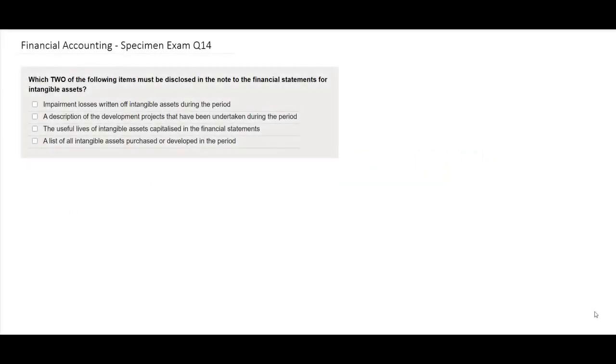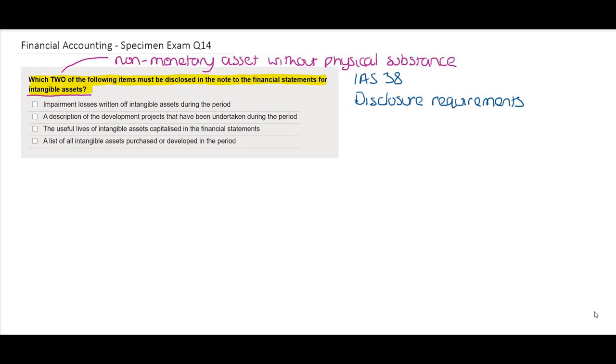In this question, we are being asked which two of the following items must be disclosed in the note to the financial statements for intangible assets. To answer this question correctly, you'll need to understand the requirements from IAS 38 and the disclosure requirements for an intangible asset. Remember that an intangible asset is an identifiable non-monetary asset without physical substance. It is classified as a non-current asset and it has a disclosure note.